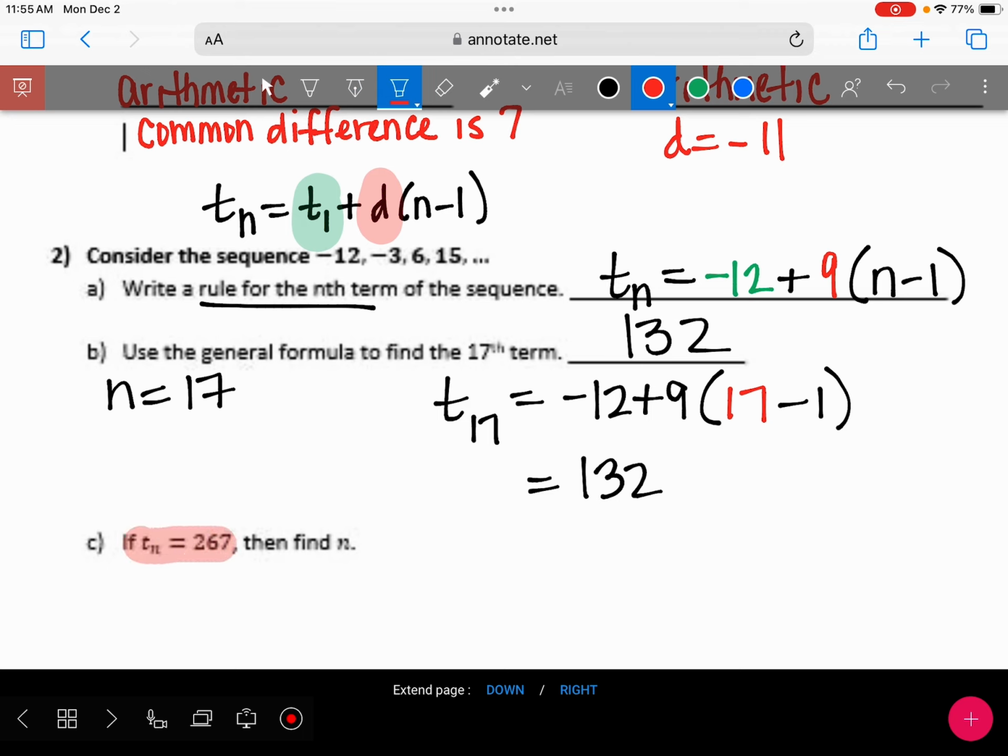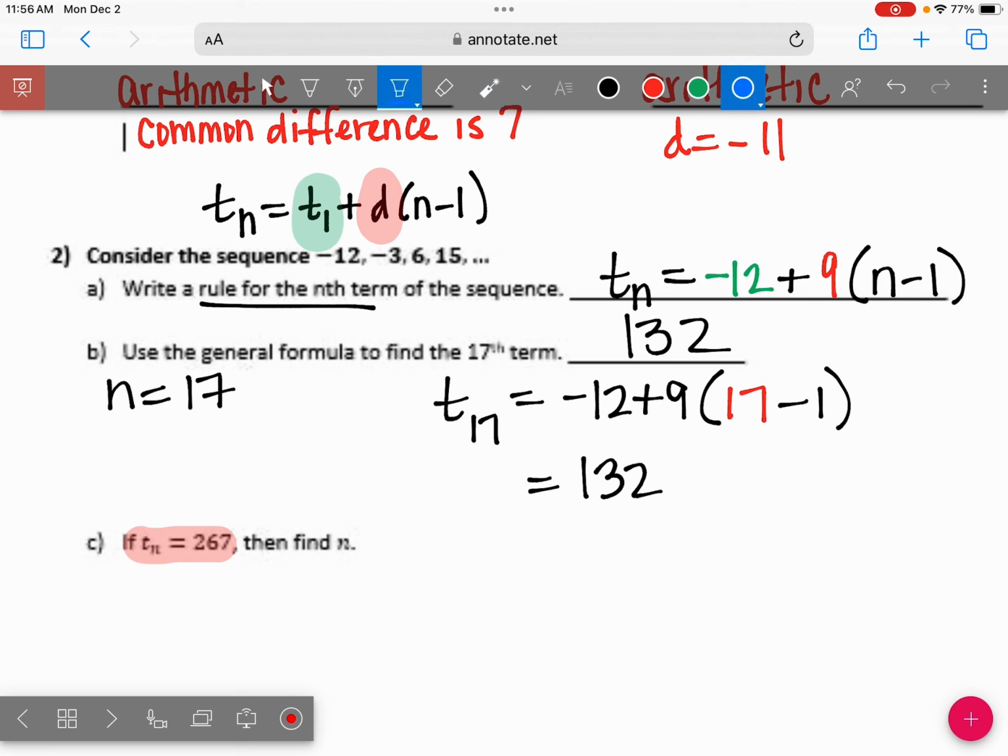So in other words, if I keep adding 9, eventually I'm going to hit the number 267. So to find n, now I'm using this formula and I'm putting my T sub n right here, and then use your algebra skills to solve it for n. So we have 267. And go ahead, looking at part 1 at the top. Negative 12 plus 9 times n minus 1. Go ahead and solve that for n. So in other words, what term number is going to give us 267?